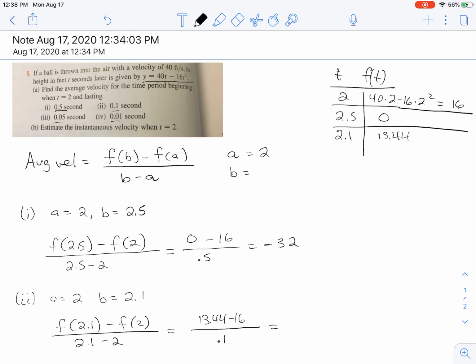I didn't type that in right. Let me do that again. 13.44 minus 16 equals that. Divided by 0.1 equals negative 25.6. Now, I didn't put any units on this, but this is an average velocity, so this is in feet per second.